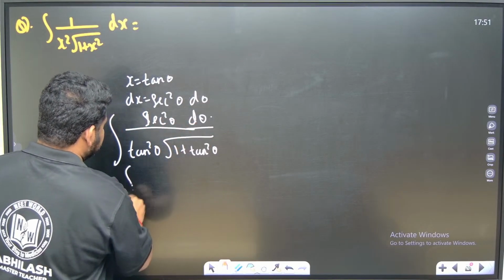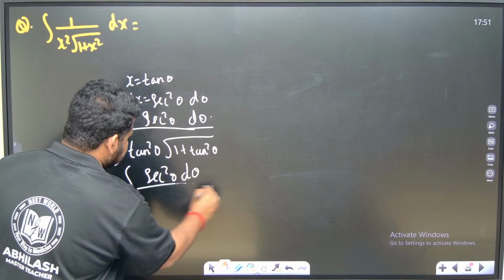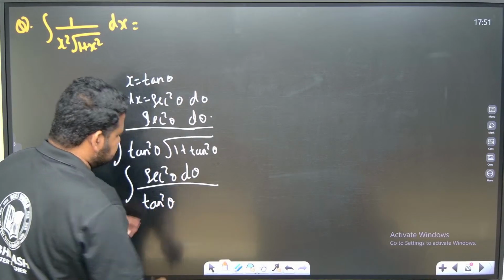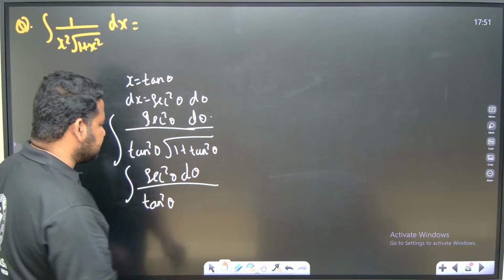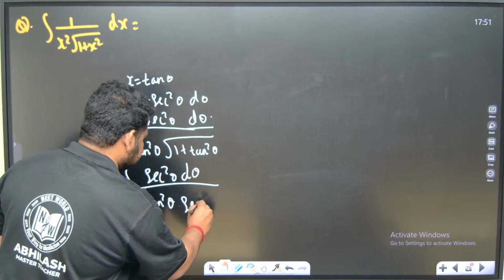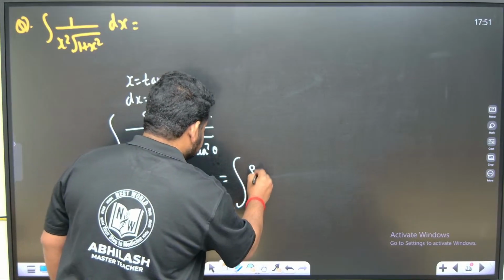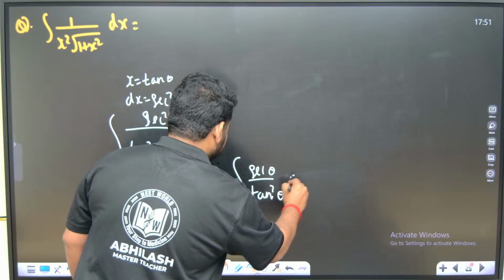So I will get secant square theta d theta by tan square theta into square root of 1 plus tan square theta, which is secant square theta. But since the square root is there, it will become just secant theta. Now this I can cancel. I will have the integral of secant theta by tan square theta d theta.